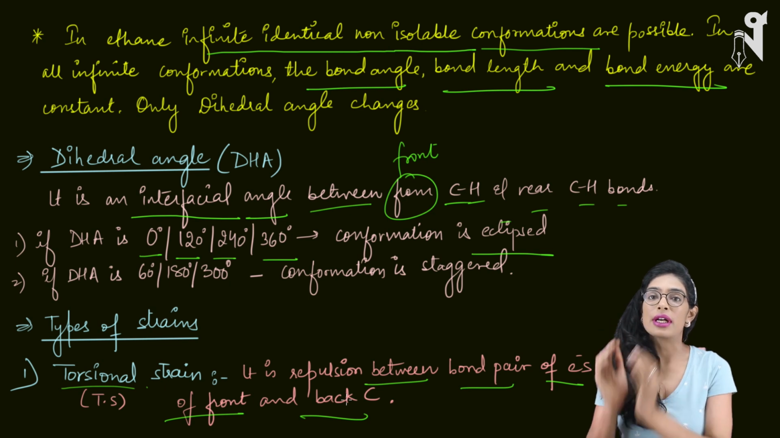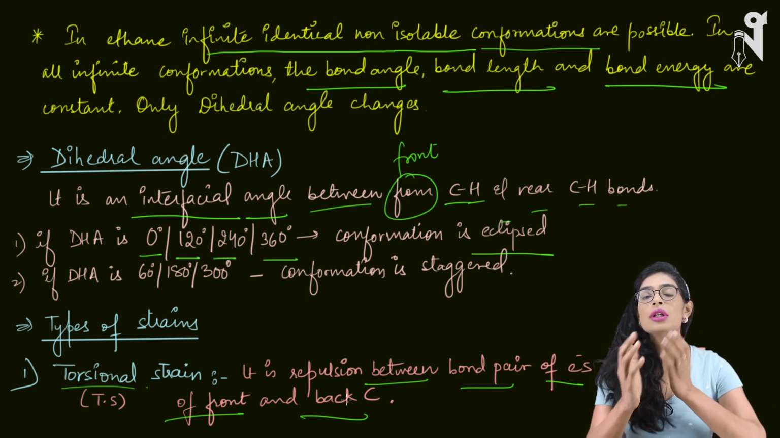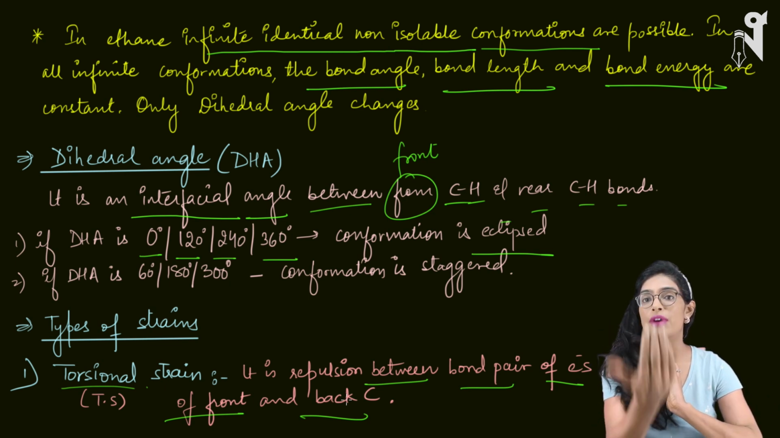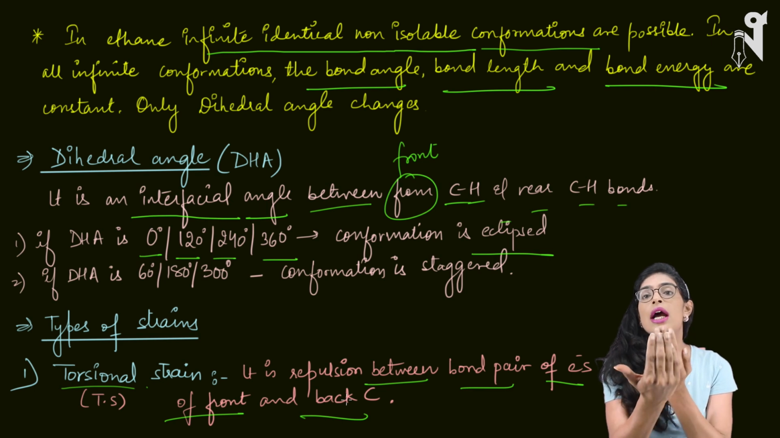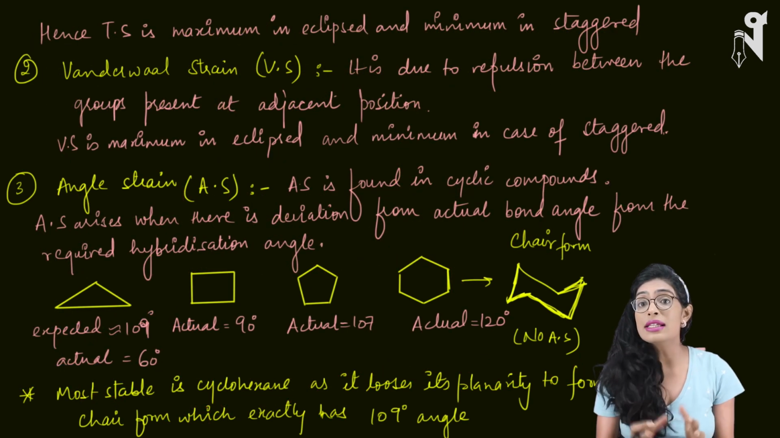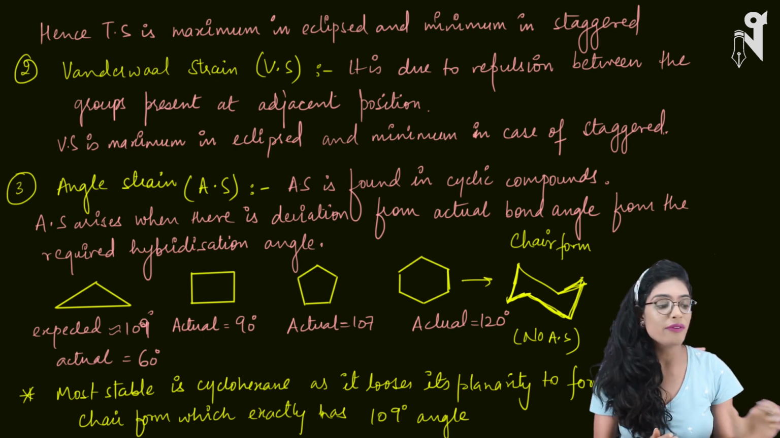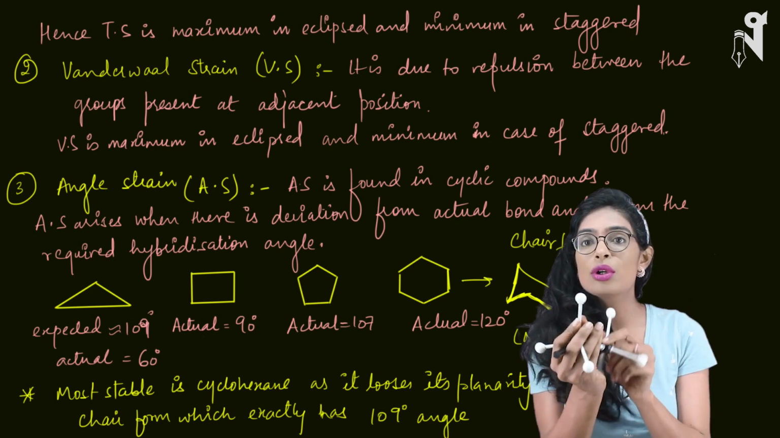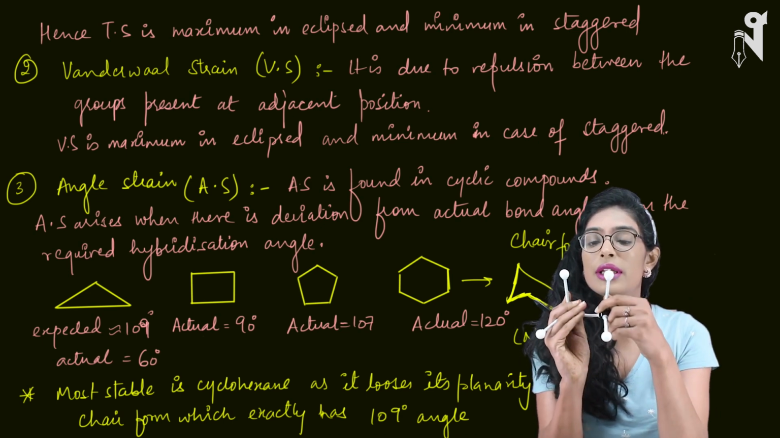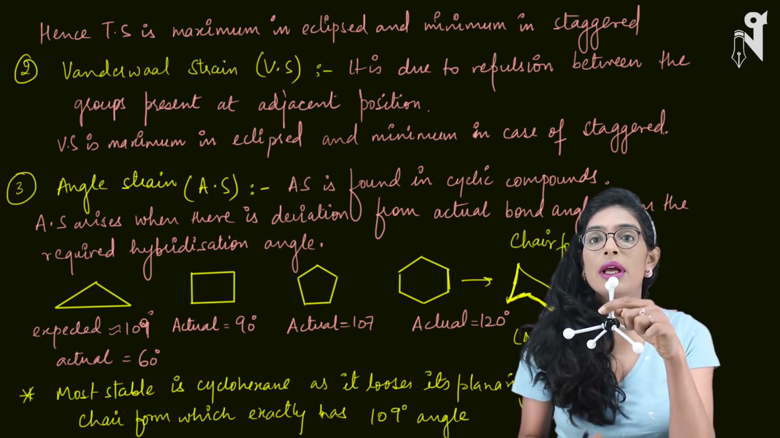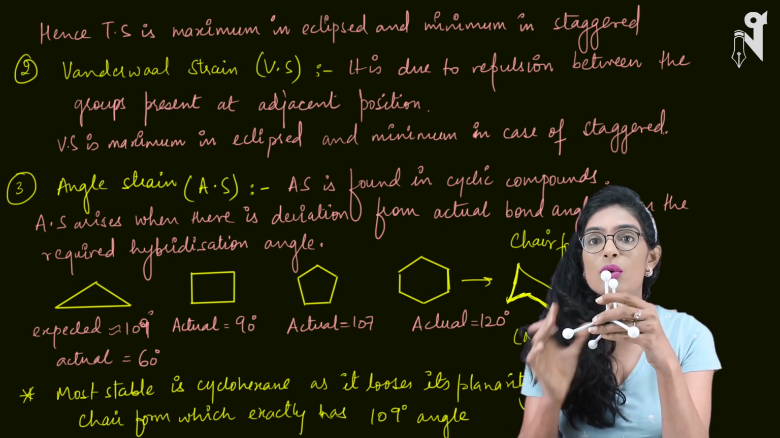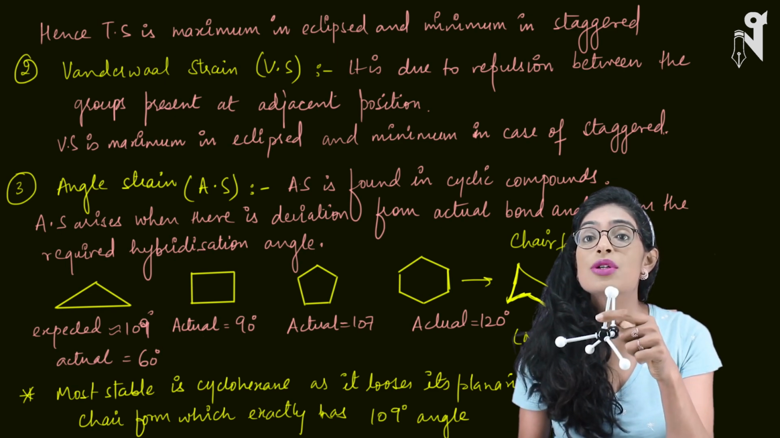So in short, we can write it as Ts, and this is just a repulsion between the bond pair of electrons of the front carbon and the bond pair of electrons of the back carbon. And as I mentioned, the closer the bond pair electrons are, the higher the repulsion will be. That is why when you talk about eclipsed, they are closer to each other. Look at it, when they are in the eclipsed form, the bond pair electrons are closer to each other, and hence the repulsion is more.